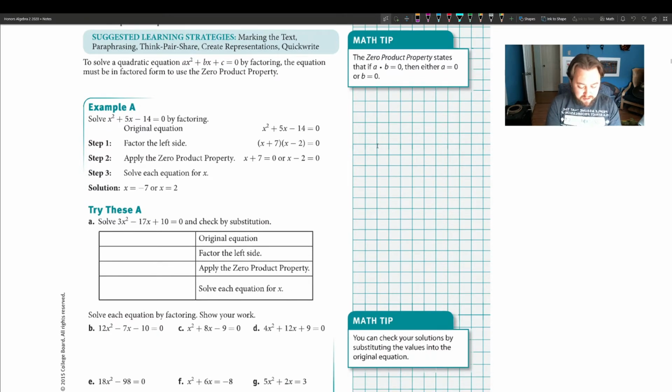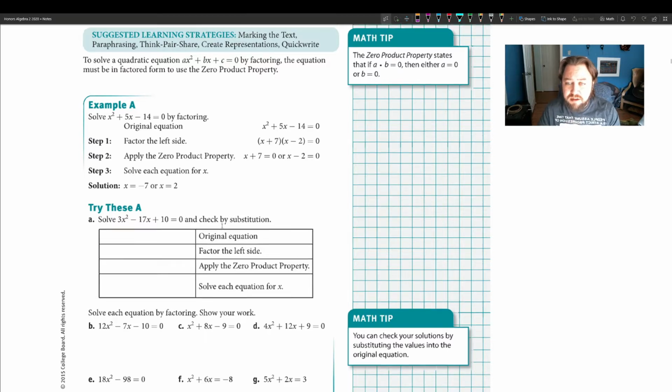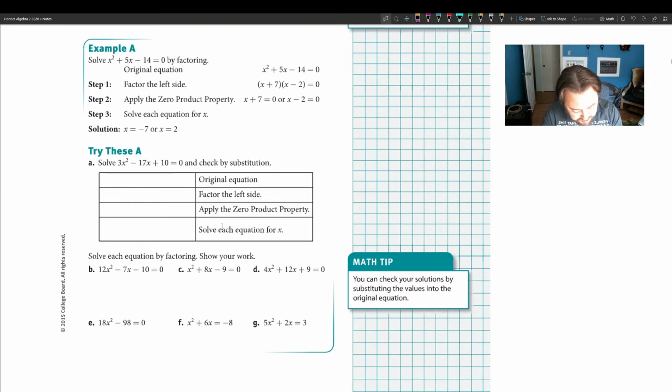Let me go ahead and get that fired up here. So let's look at our box here. Step one is your original equation. I'm going to go ahead and copy that. According to this, it is 3x squared minus 17x plus 10. Cool. We're going to go ahead and factor that.